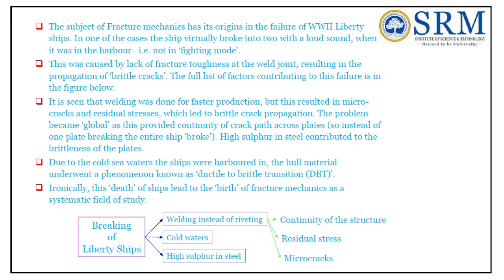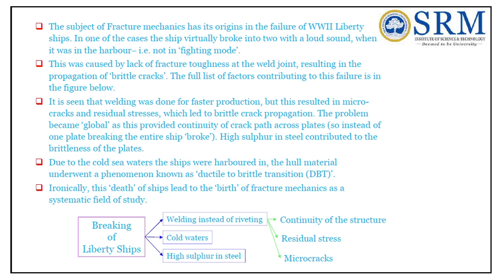So why did the Liberty ship break? Because of welding instead of riveting, which makes the structure continuous. If welding is carried out, then since the structure is continuous, high residual stresses are entrapped in the welded area, and micro cracks originate. So these are the reasons why the Liberty ships broke.